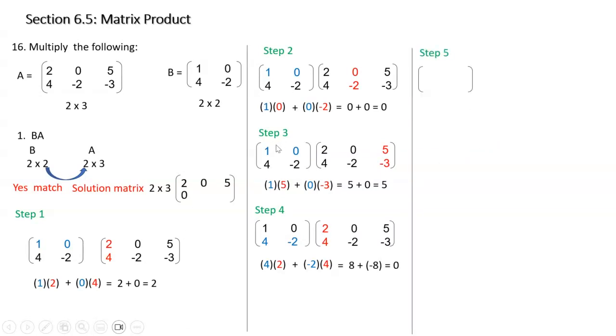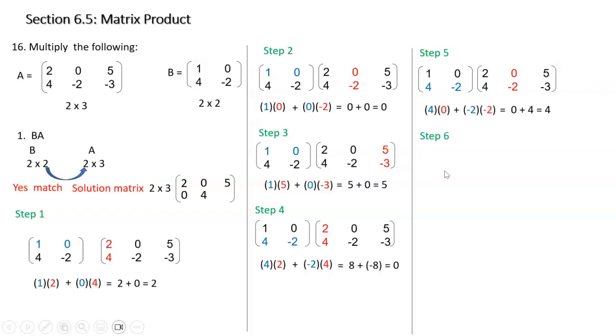Now step 5, we're going to multiply the second row times the second column. So 4 times 0 plus -2 times -2. That's going to give us 0 plus 4. The answer will be 4. So the 4 goes on the second row, second column.